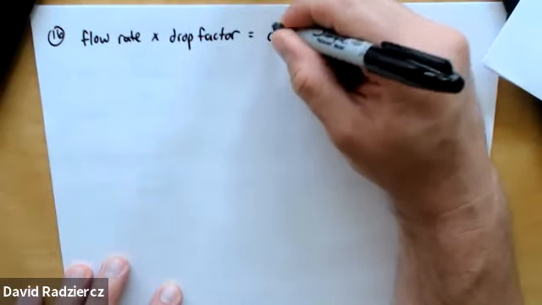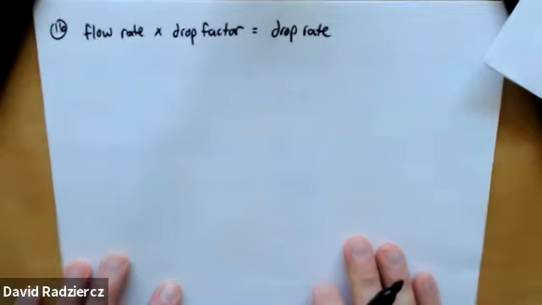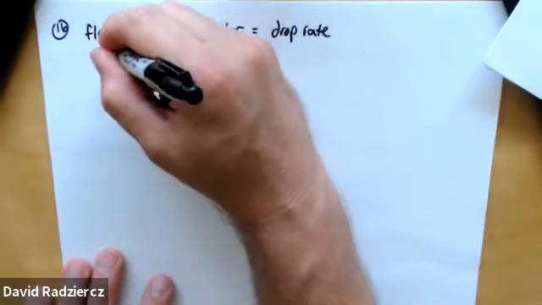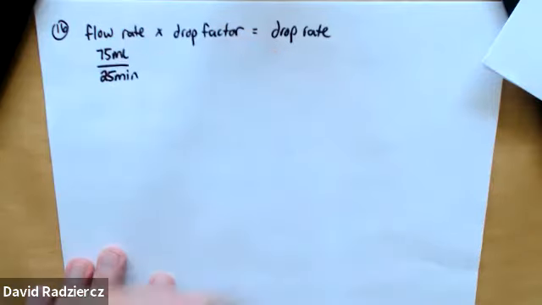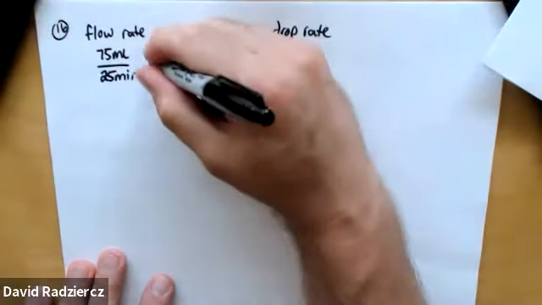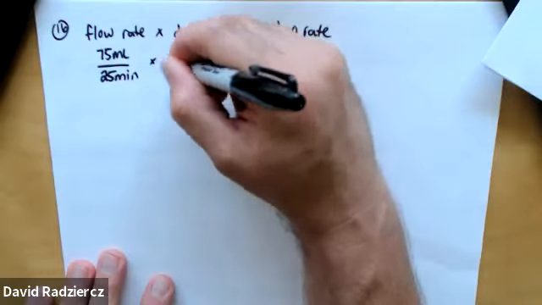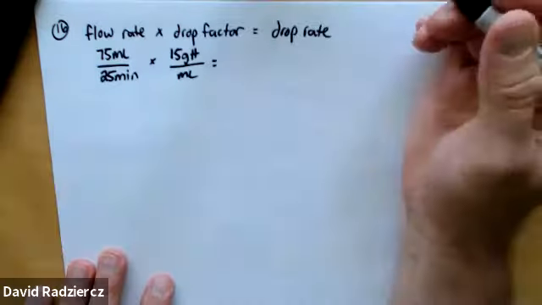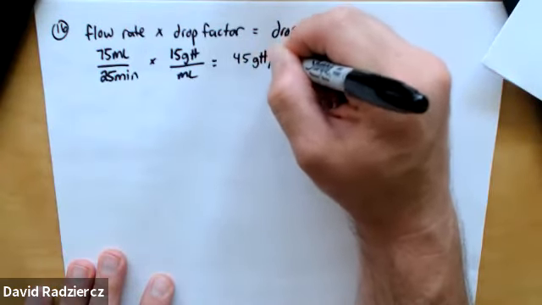Those 2 pieces of information give us the drop rate. Now, the flow rate for this question is 75 milliliters over 25 minutes. The drop factor for this question is 15 drops per milliliter. And then that gives us an answer of 45 drops per minute.